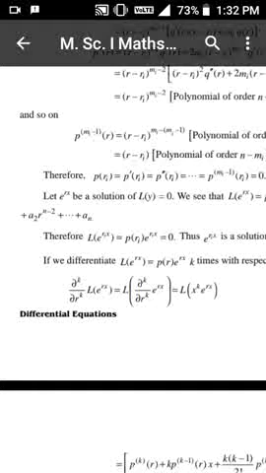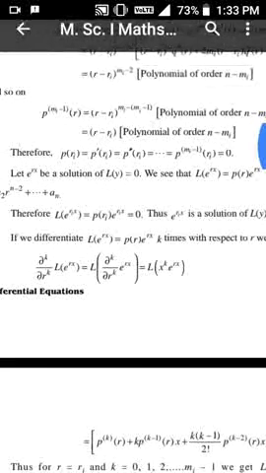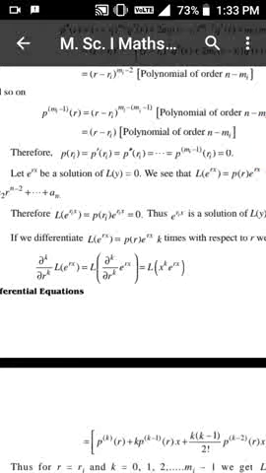P raised to mi minus 1 of R is equal to R minus Ri raised to mi minus mi plus 1 times a polynomial of order n minus mi, which is equal to R minus Ri times a polynomial of order n minus mi. Therefore, P of Ri is equal to P dash of Ri is equal to P double dash of Ri, and so on, is equal to P raised to mi minus 1 of Ri is equal to 0.